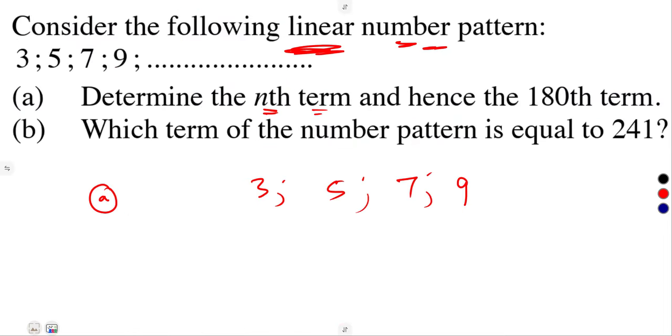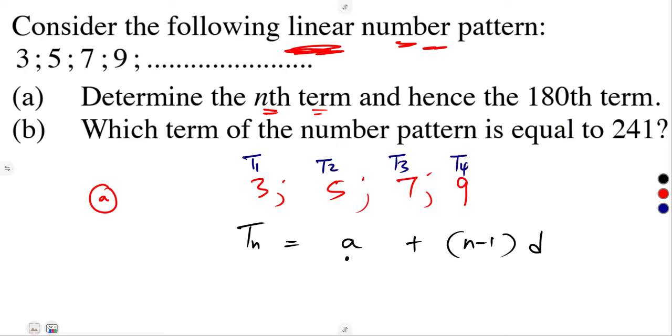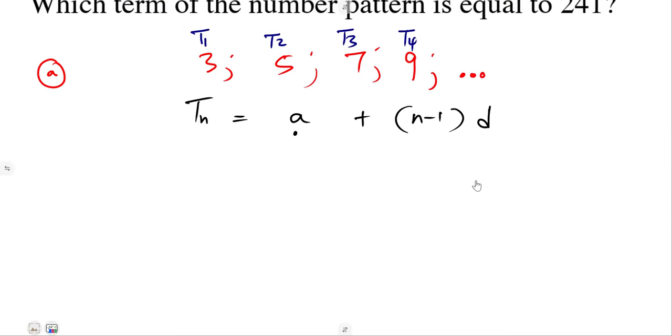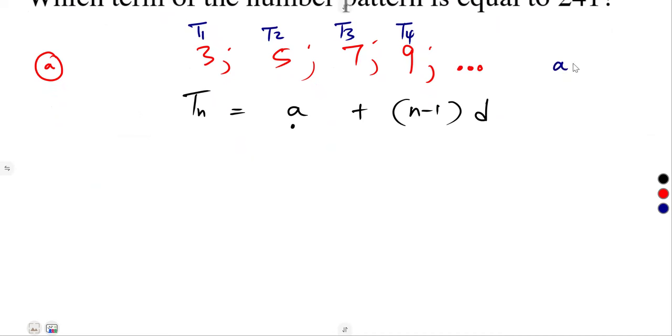So Tn from the second one is given as what? Our Tn is equal to a plus n minus 1 times d, where a is the first term. As we are given our terms, this is T1, T2, this is T3, this is T4, and so on and so on. It is not ending. So we already have our a there, the first term. So a is equal to what? Our a is equal to 3, which represents our first term, and d being the common difference.